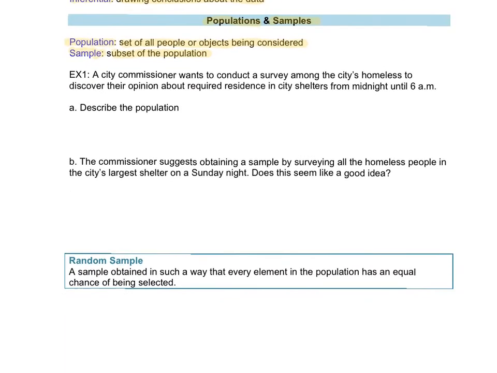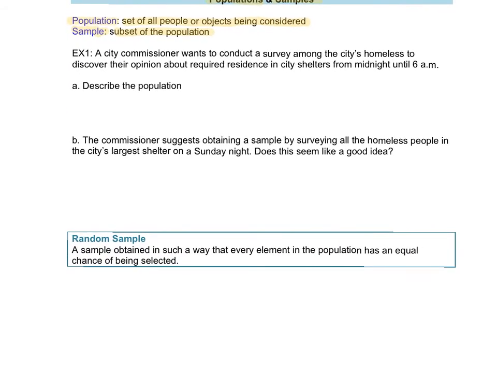Example 1: we have a city commissioner who wants to conduct a survey among the city's homeless to discover their opinion about required residence in city shelters from midnight until 6 a.m. So we're going to describe this population. Remember, the population is a set of all people or objects that are being considered. So this city commissioner wants to conduct a survey among the city's homeless. So the population is the city's homeless, and he's going to be looking at their opinion. So it's this particular city's homeless population.